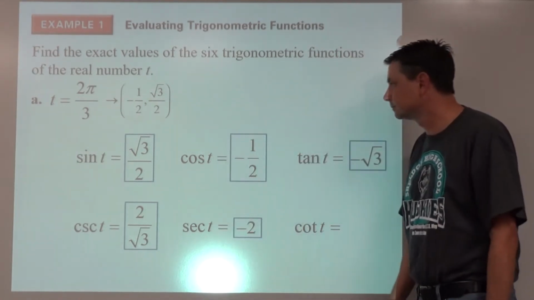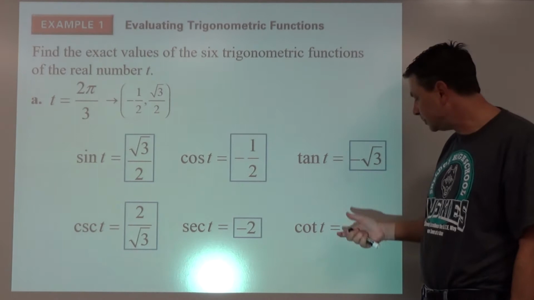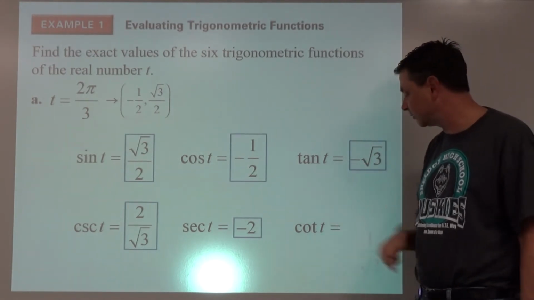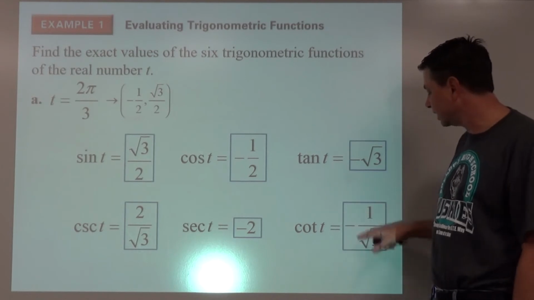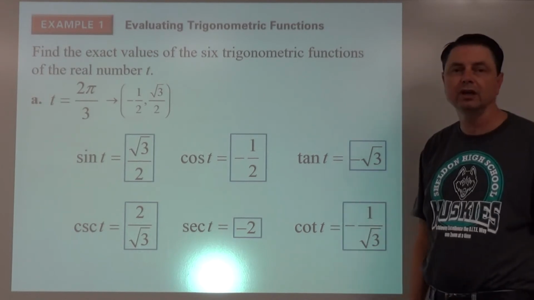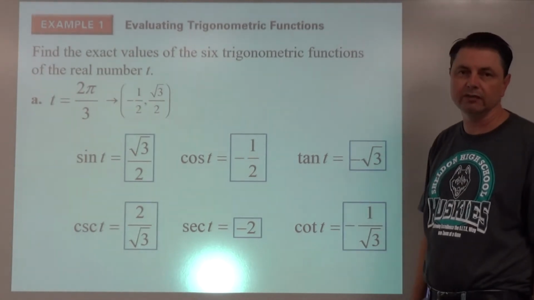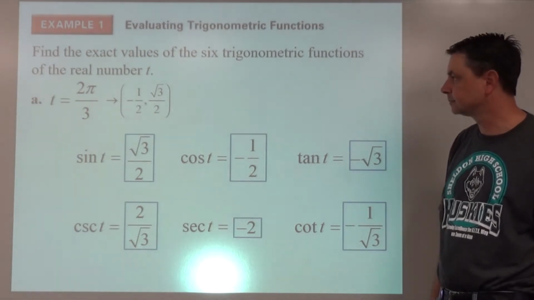If we flip it, we get 1 over negative root 3, the negative comes out in front. Cotangent, negative 1 over root 3, or if you prefer, negative root 3 over 3 if you want it rationalized.